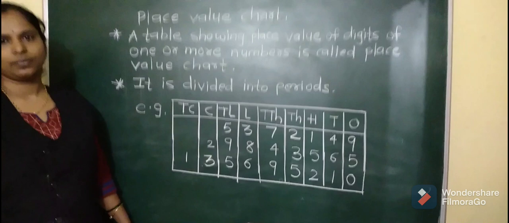When we write the number by using this chart, this chart is called the place value chart. In the exam also, they may ask you a question. They will give one number and ask you to write the number by using the place value chart. That time you will have to draw such a chart and just enter the digits. Okay.